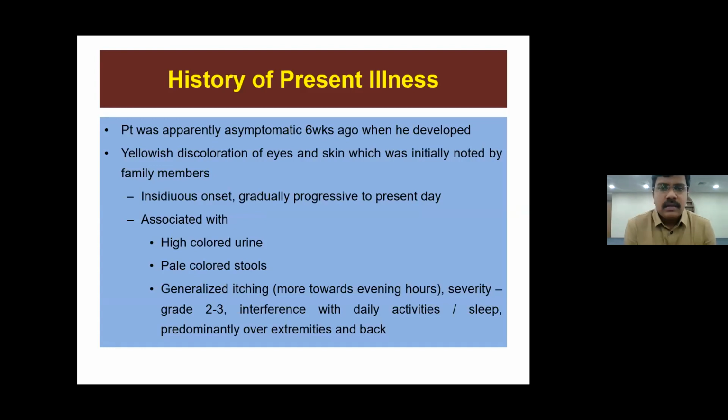Go ahead. Coming to the history of present illness, the patient was apparently asymptomatic 6 weeks ago, sir, when he developed this yellowish discoloration of eyes and skin, which was initially noted by the family members. It was insidious in onset, gradually progressive to the present day, sir. This jaundice is also associated with high colored urine, pale colored stools, and generalized itching, sir.